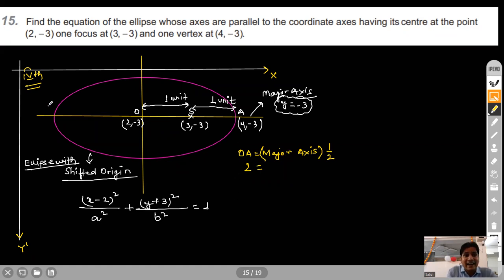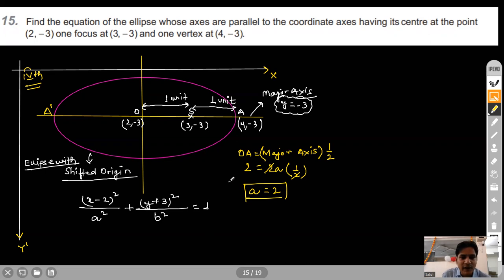Why? Because this AA dash will be the major axis, but this OA will be half of the major axis. So major axis will be 2a, into half. So basically, we got the value of a. The value of a is 2, right? The value of a is 2.